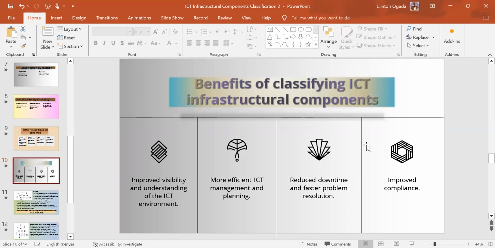Then we look at the benefits of classifying ICT infrastructural components. Maybe Bruce can help us read this aloud. The benefits of classifying ICT infrastructural components. So one of the benefits is that it creates an improved understanding of the ICT environment. Thank you, Bruce.